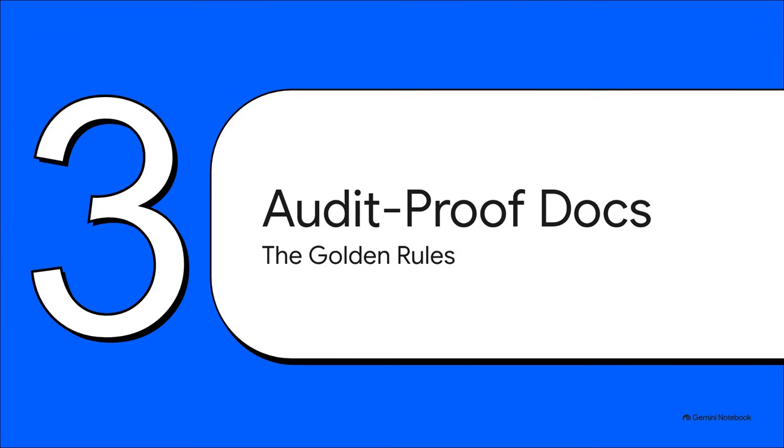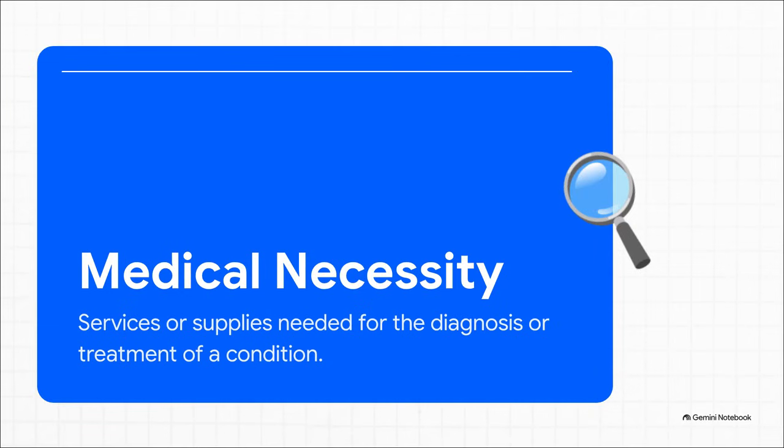Which brings us perfectly to Section 3, the golden rules of audit-proof E/M documentation. CMS defines medical necessity as the overarching criterion for payment. It is the absolute supremacy rule of coding.